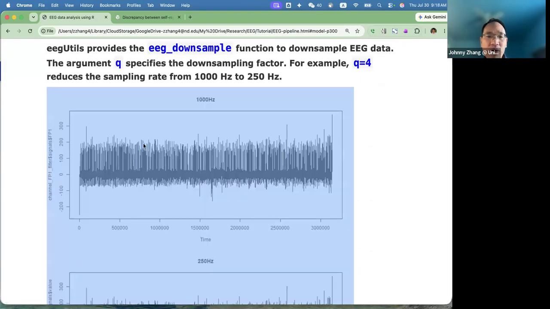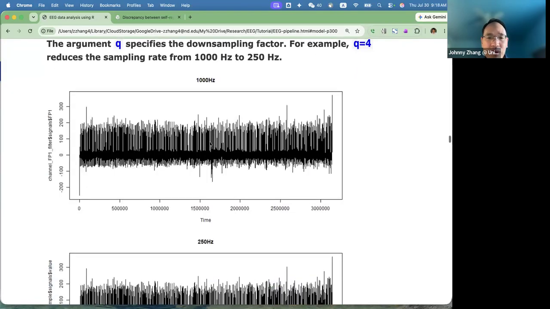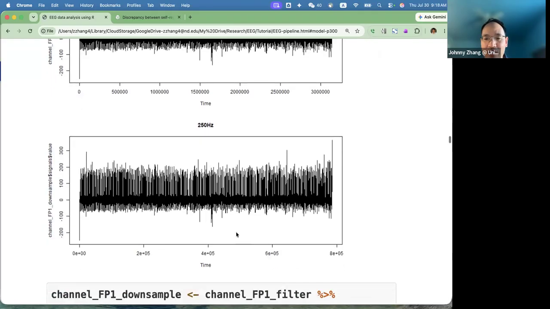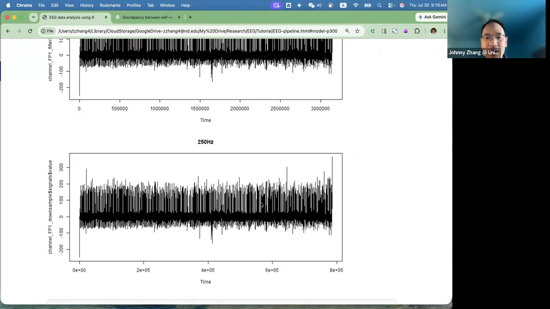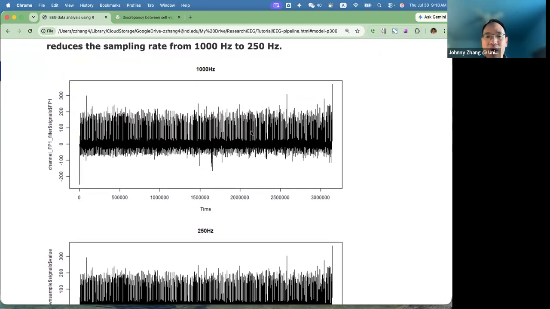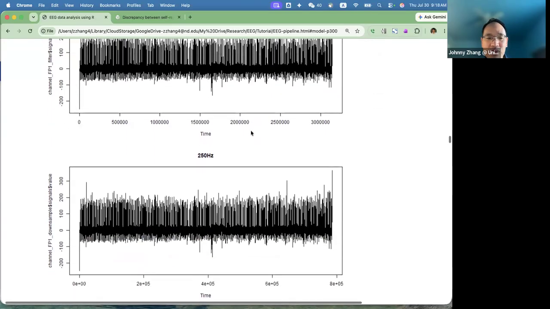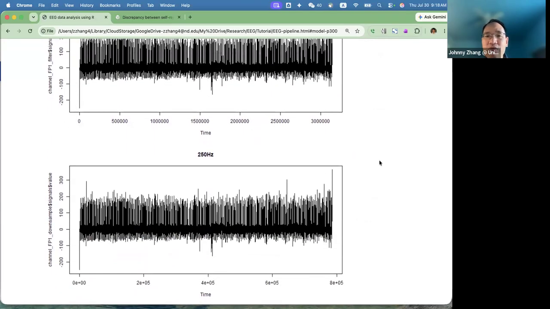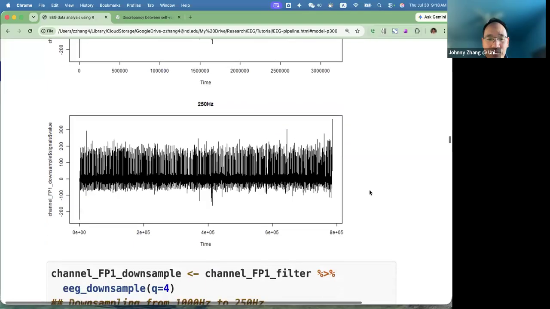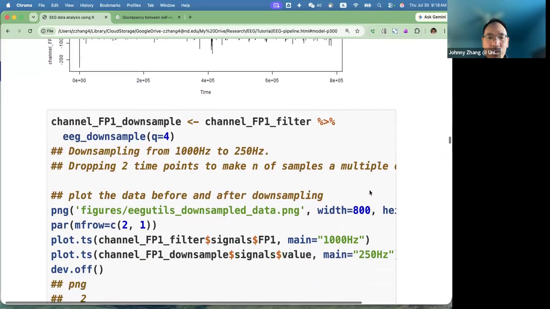This is before downsampling, and this is after downsampling. Notice after downsampling, the time series is shorter. It's only one-fourth of the time series length, so only one-fourth of the data was saved here. And you can do this easily using this function within R, with the downsampling factor equal to 4.